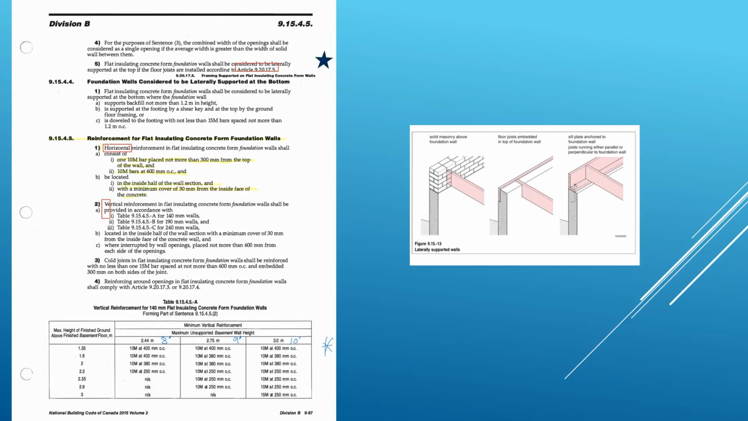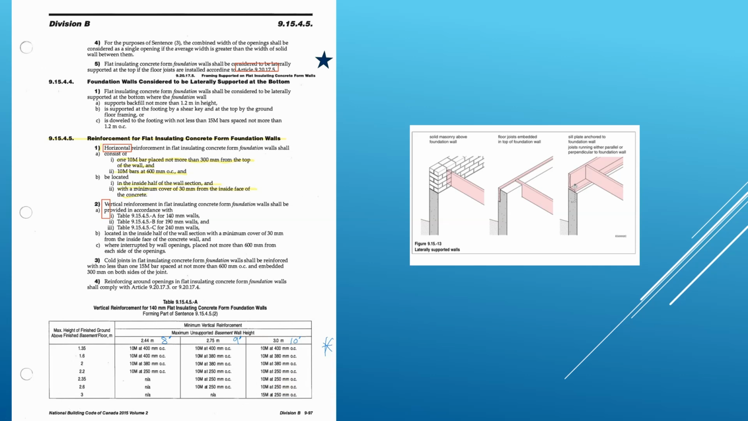Okay, and then we talk about flat insulating concrete form walls, laterally supported at the top. Subsection 5, flat insulating concrete form walls shall be considered to be laterally supported at the top by floor joists according to Article 9.20.17.5. And basically, this is what they say. You've got to be embedded in here, in masonry, in the wall, anchor bolted here, there. So that's how you say it's laterally supported. Okay.